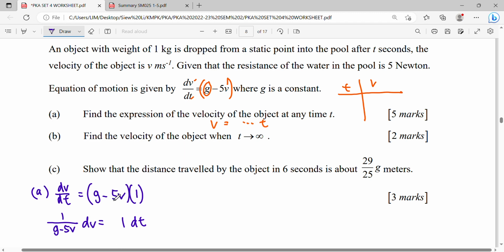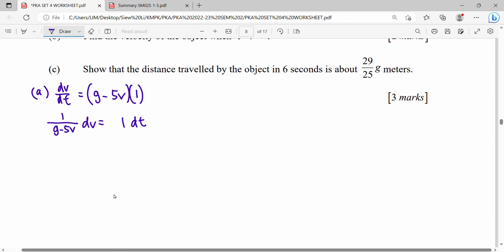Okay, so we come back here. So integrate both sides. So look at the V. Your variable here is V. This is linear, 5V plus G. So this is linear, so we can straight away do ln of g minus 5v. Don't forget your constant here, negative 5. So for the right hand side, integrate T. So 1T tambah C.